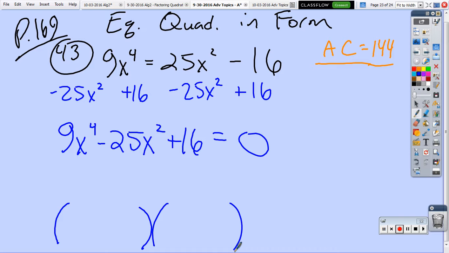So, 9 and 16. Negative 9 and negative 16. See, I knew I'd seen it before. All right, guys.